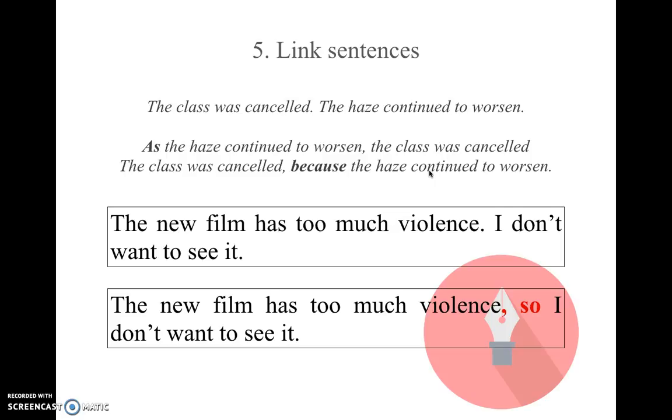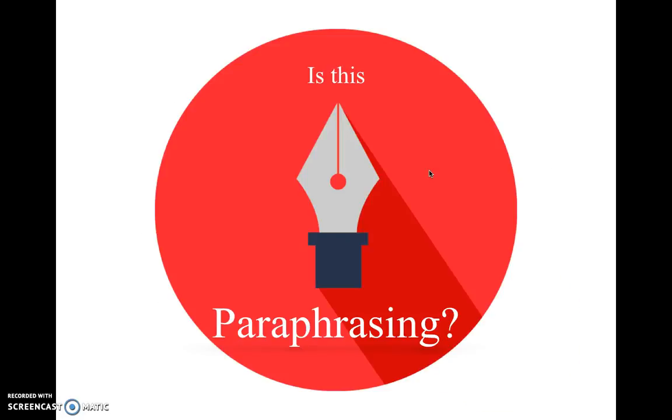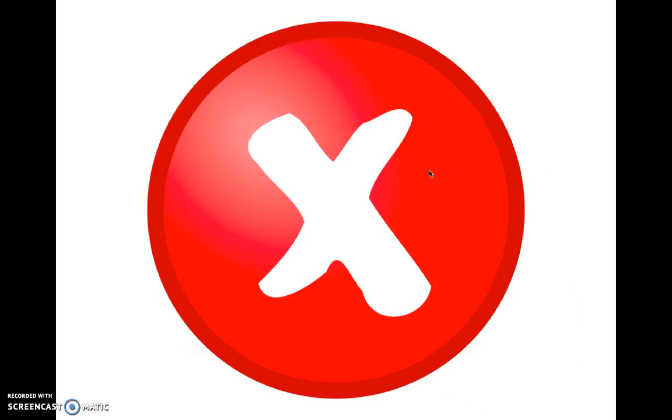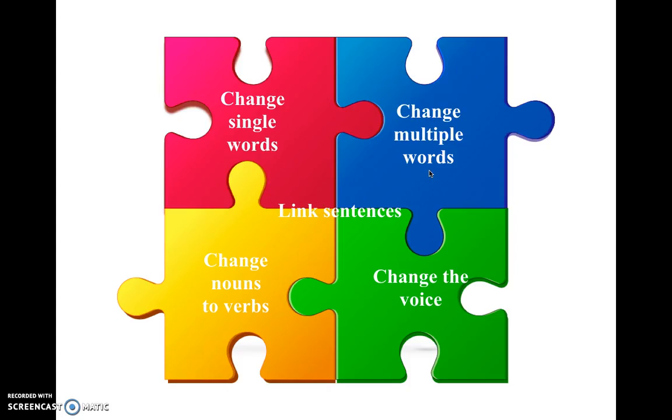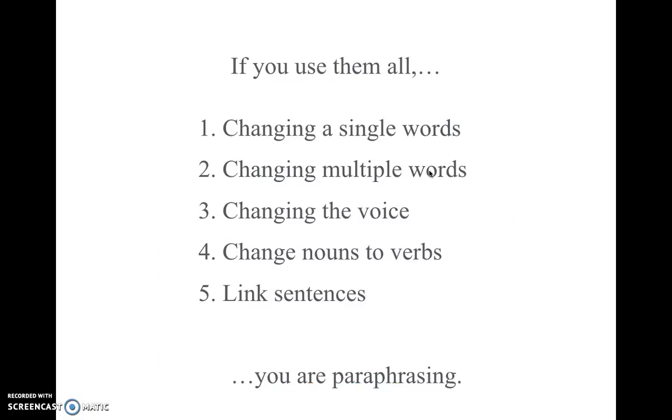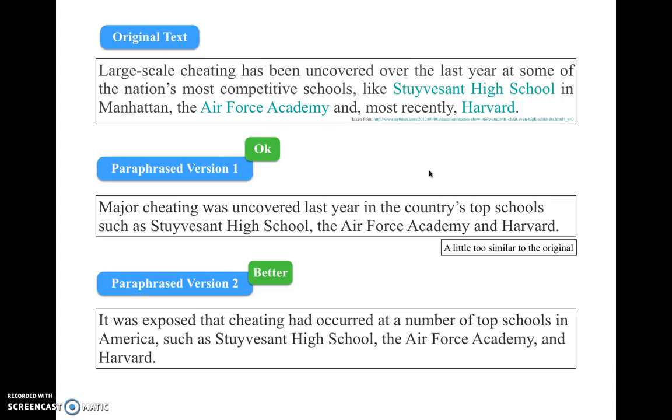If you can do the simple sentences, it makes it easier to do the more difficult sentences because the structure is the same. So, is this paraphrasing? No, it's not. But by adding all these elements together, changing single words, changing multiple words, changing nouns, the voice, linking sentences, we are able to start paraphrasing. But we have to compare and bring all these elements together when we do it.